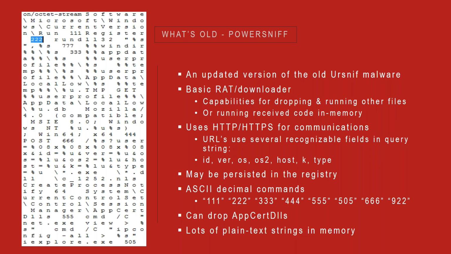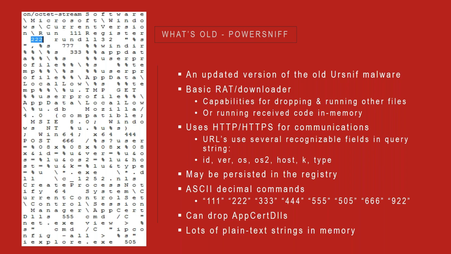Another characteristic of PoSlurp is that when you take a memory snapshot, you can find a lot of the plain text strings in memory. For example, here on the left you can see a snapshot of what that looks like loaded into memory.